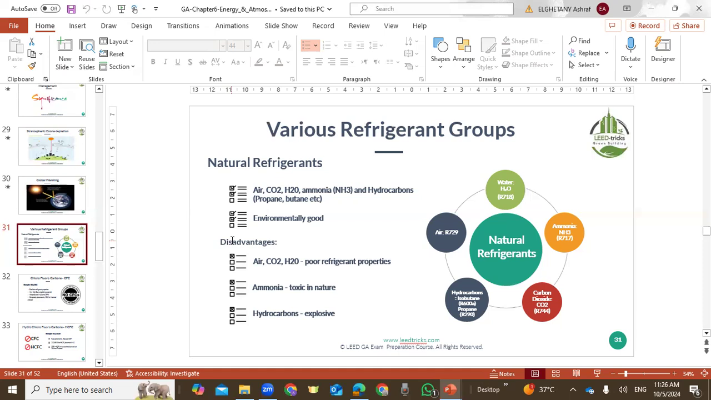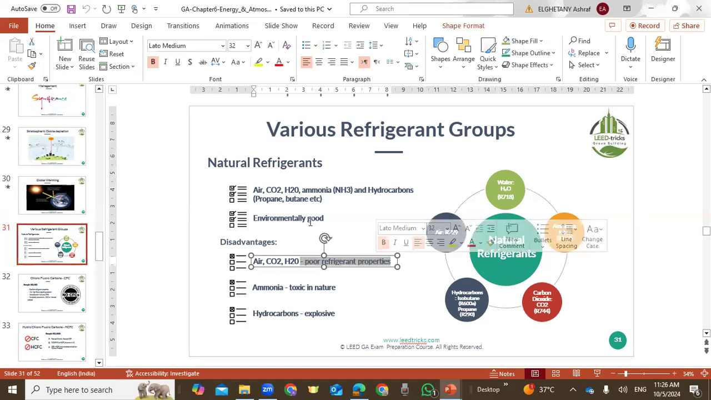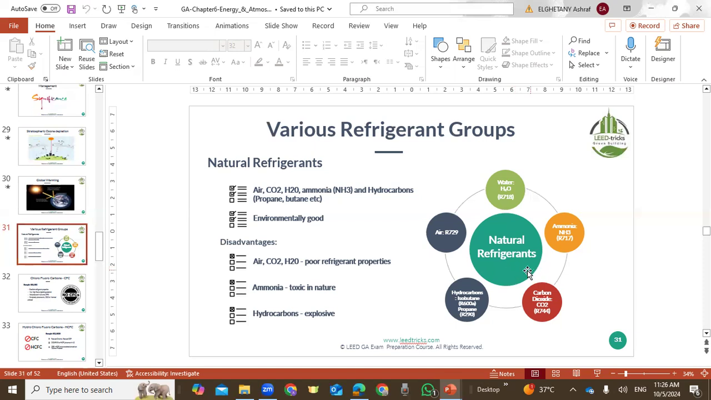But they have the disadvantage that these have poor refrigerant properties. Of course, if you use CFCs, it's better than these refrigerants because CFCs are very volatile. They can evaporate and condense very easily, but it's not like that with water and the others. So this is an advantage of CFCs, but the disadvantage is big, because if you use CFCs, they will cause ozone depletion. We can manage that these natural ones are not efficient.